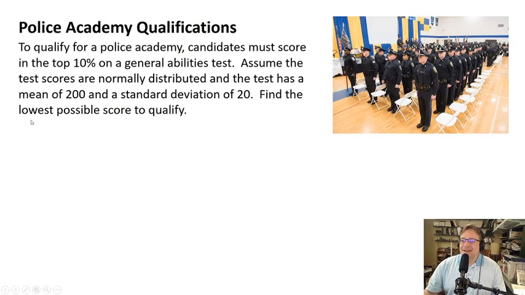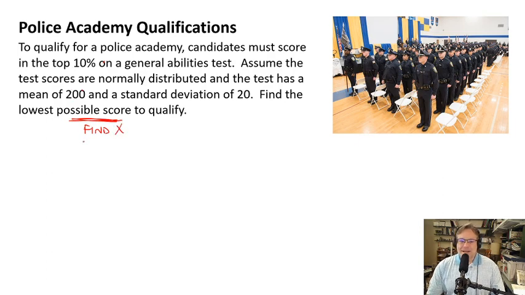To qualify for a police academy, candidates must score in the top 10% on a general abilities test. Assume that the test scores are normally distributed and the test has a mean of 200 and a standard deviation of 20. Find the lowest possible score to qualify. So notice the threshold that we're given here isn't a score. We actually have to find out what that score is, don't we? So we're actually finding what this threshold score is going to be. We're actually finding an x.